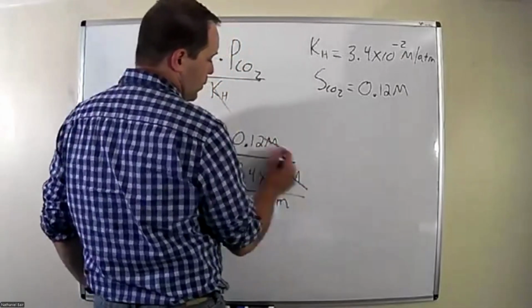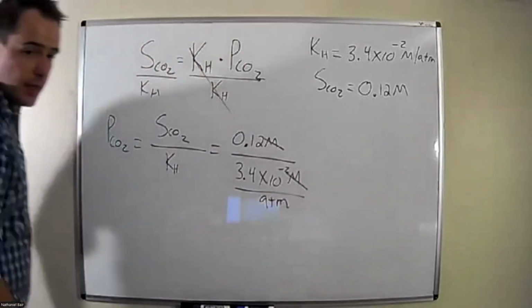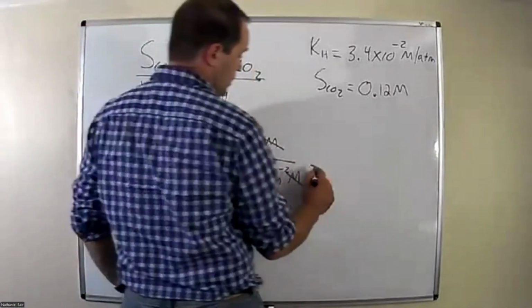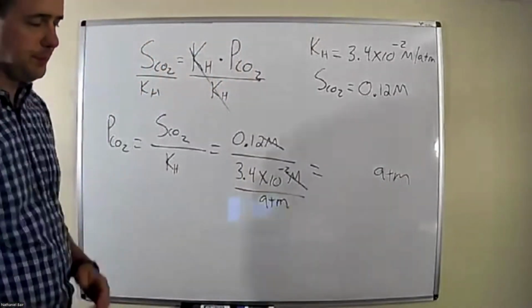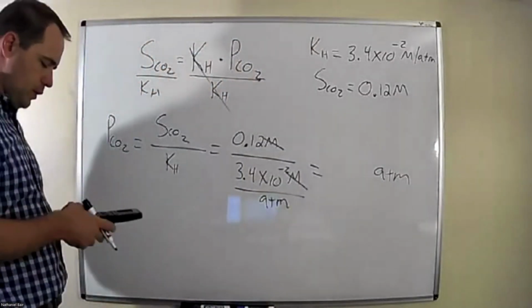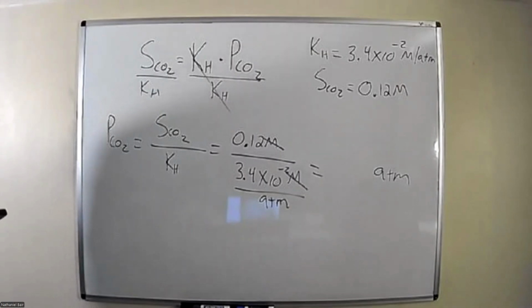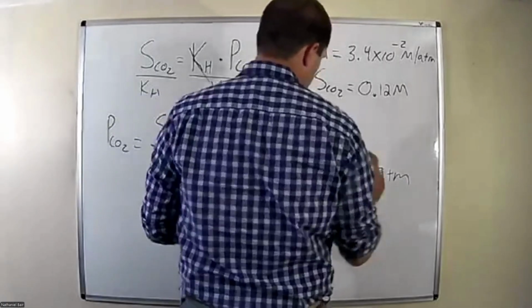Notice molar cancels out. And notice that atmospheres is in the denominator of a denominator, and the denominator of a denominator belongs in the numerator. So we're going to get a partial pressure in atmospheres here. So 0.12 divided by 3.4 e negative 2. This is 3.5 atmospheres of pressure.